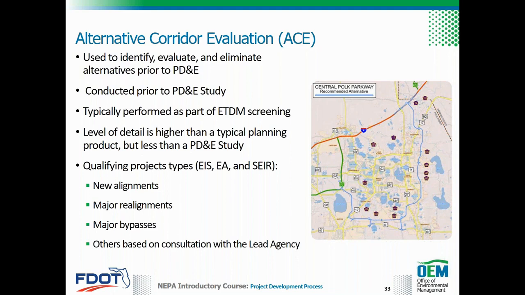Projects that qualify for the ACE process include new alignments, which includes new roadways, new roadway connections or extensions, major realignments, major bypasses, truck bypasses, city and town bypasses, and other alignments based on consultation with OEM. The level of detail in an alternative corridor evaluation is higher than a typical planning product, but less than a PD&E study.